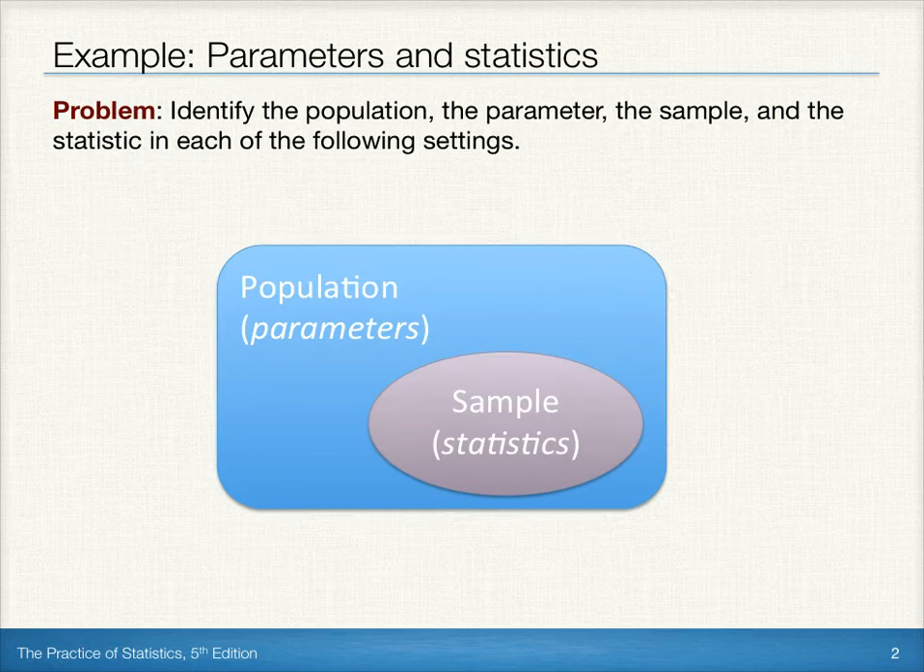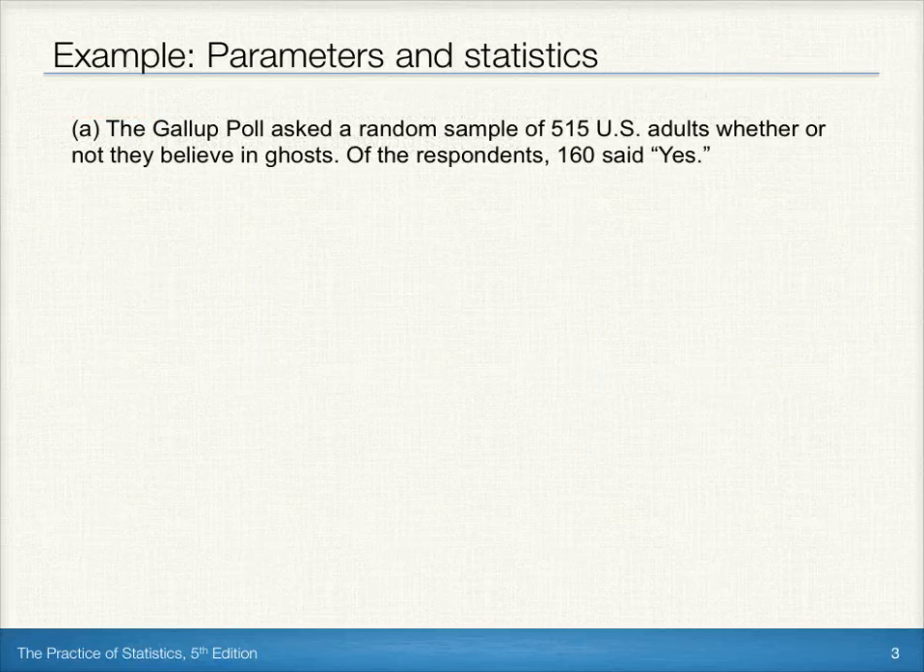A statistic is a number that describes a characteristic of a sample, and oftentimes we use that statistic to estimate the parameter of interest. Suppose the Gallup poll asked a random sample of 515 US adults whether or not they believe in ghosts, and of those respondents, suppose 160 said yes.